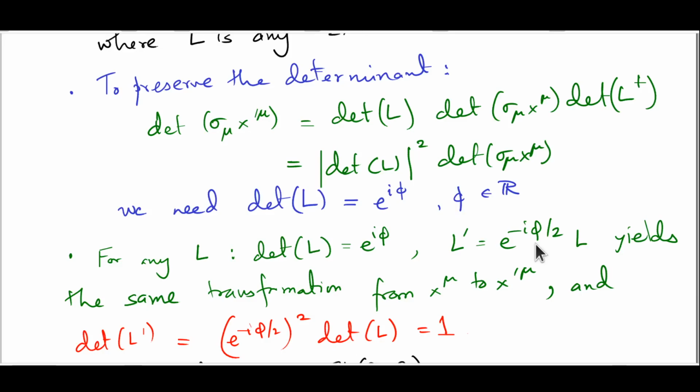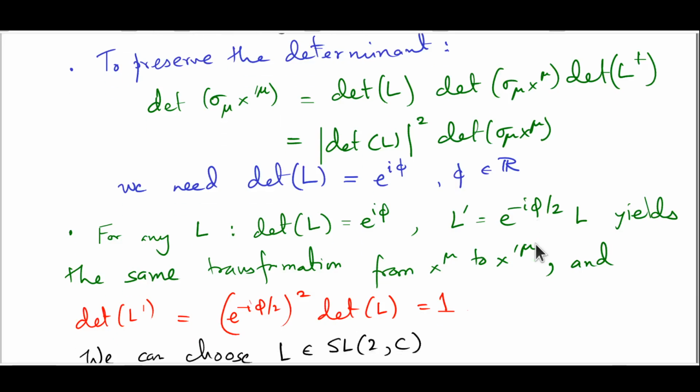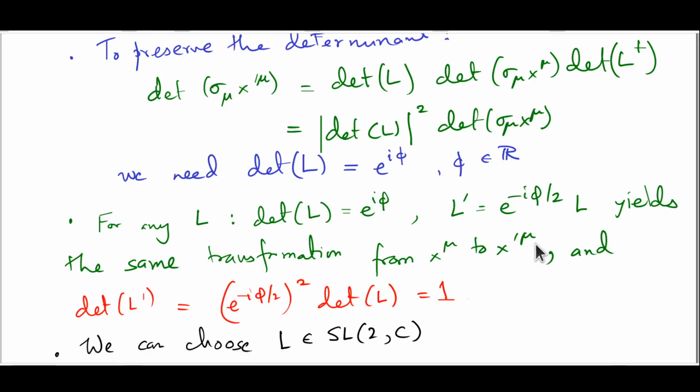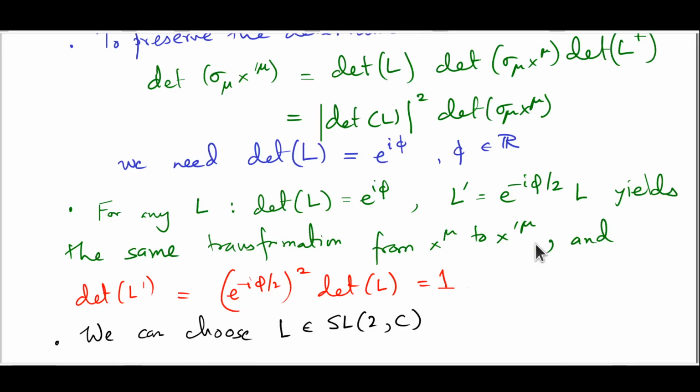So what we see is that rather than using an arbitrary 2x2 matrix, if we insist that my 2x2 matrix has a determinant of 1, I will cut down on many possibilities which would give us the same transformation, and at the same time I will be able to get the same result, that is x mu will go over to x prime mu with the same invariant quantity. So what we can do is choose L to be a member of this subgroup SL2C, which is the group of all 2x2 matrices with determinant 1.